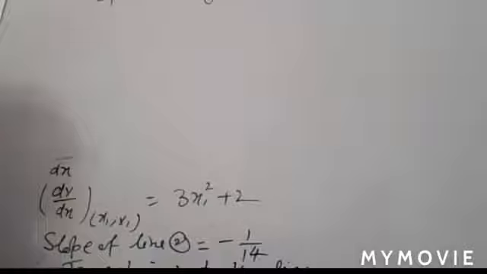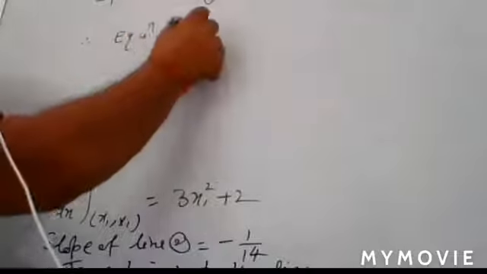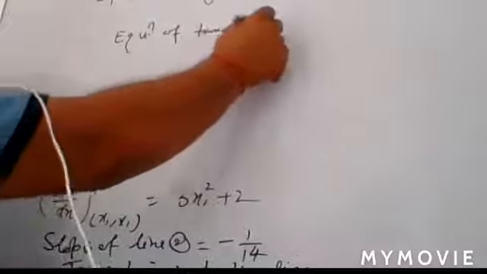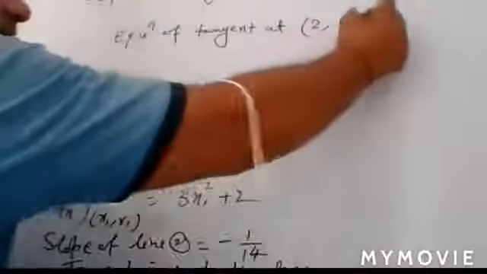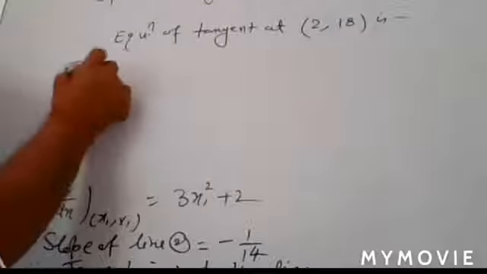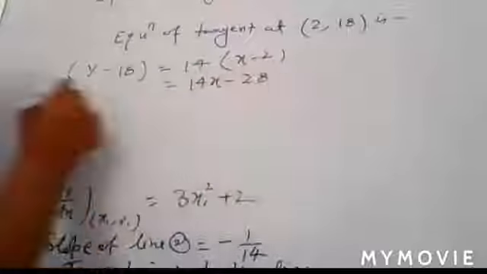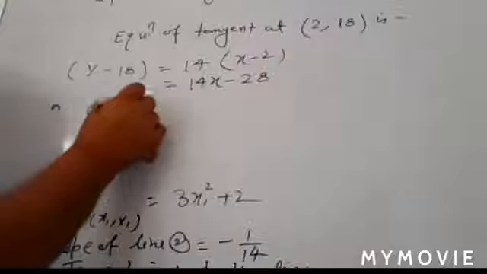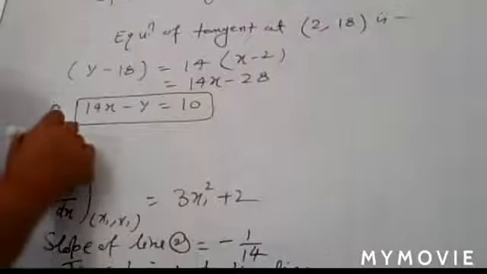So you write here in this way. Hence, equation of tangent at (2, 18) is y minus y1, y minus 18, and slope is 14, x minus 2. So that is equal to 14x minus 28. So 14x minus y is equal to 10. This is one of the equations.